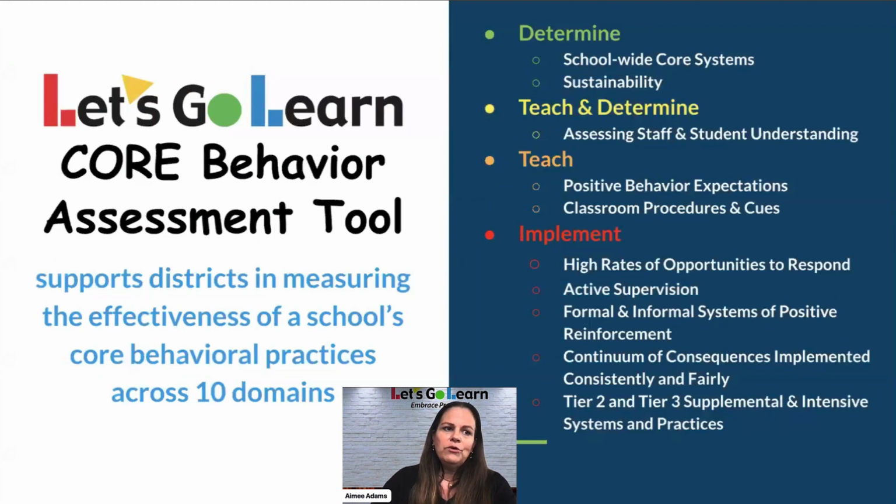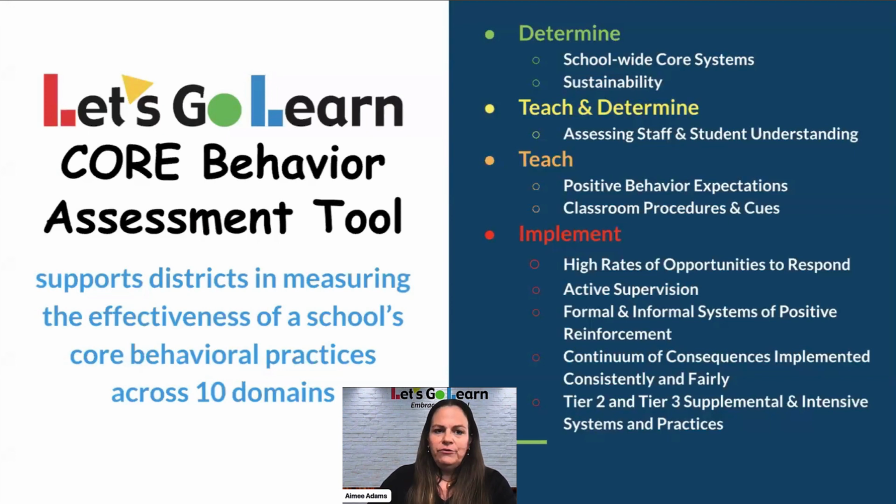Let's Go Learn uses a core behavior assessment tool that supports districts in measuring the effectiveness of a school's core behavioral practices across 10 domains that align with our triangle that we shared with you yesterday and at the beginning of today. So those are the action words we're looking for. You're going to determine, you're going to teach, and you're going to implement.